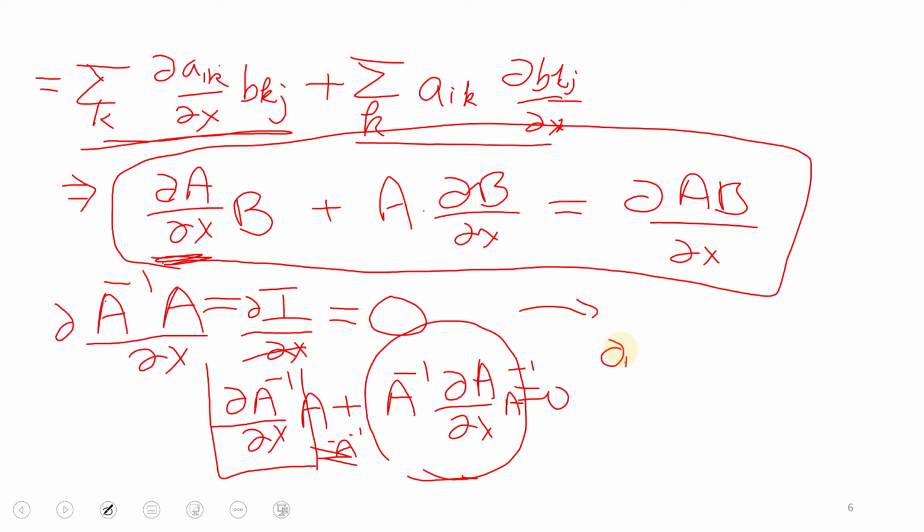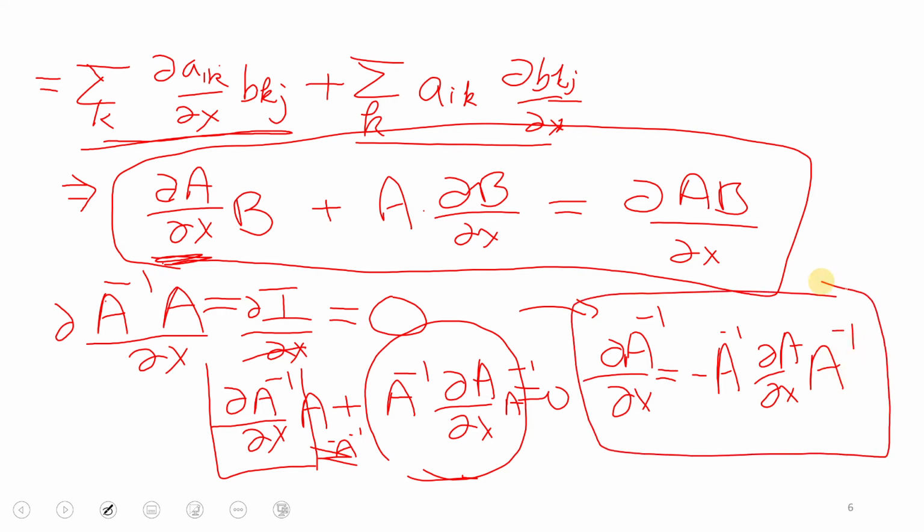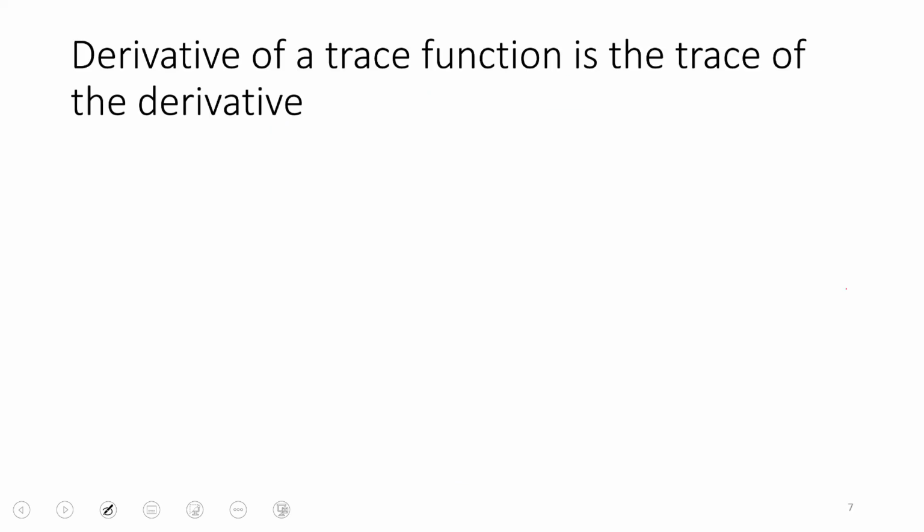So we have partial A inverse with respect to partial x becomes negative A inverse, partial A to partial x, times another A inverse here. That will be the derivative of the inverse function with respect to x. So now we got that, and let's move on to the derivative of a trace function: the derivative of the trace is the trace of the derivative.